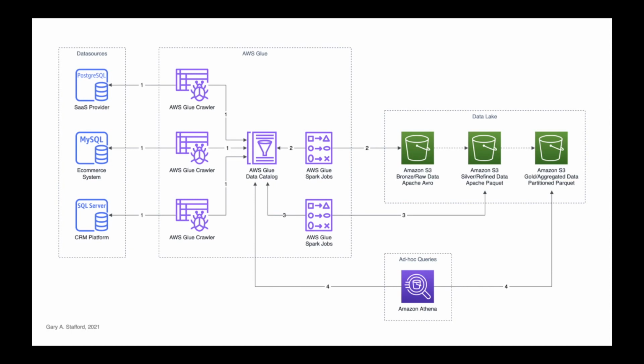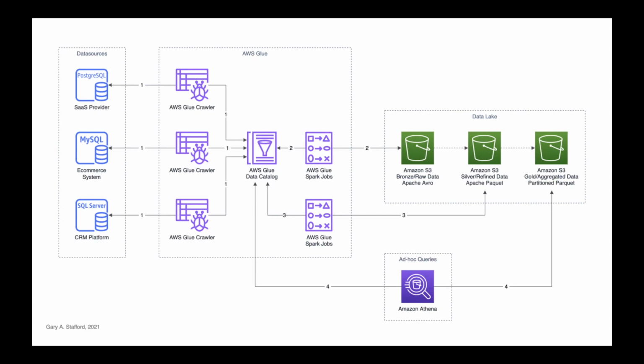We then have a series of AWS Glue Spark jobs, which will extract the data from our data sources and place it in a raw or bronze area of our data lake in Apache Avro format. We have a second set of AWS Glue Spark jobs, which will transform the raw or bronze data in Apache Avro format into a more refined or silver format data in a different part of our data lake in Apache Parquet format. Lastly, we have Amazon Athena.